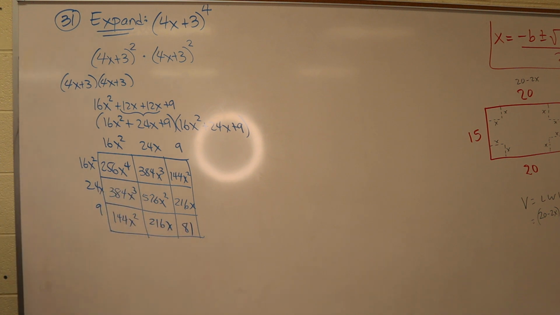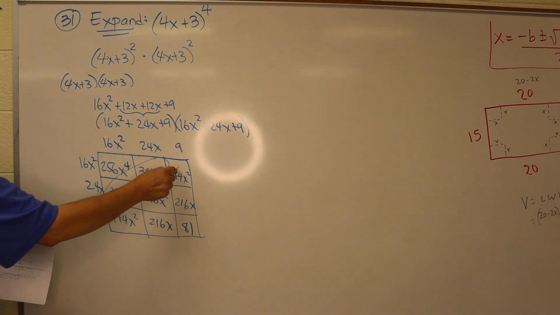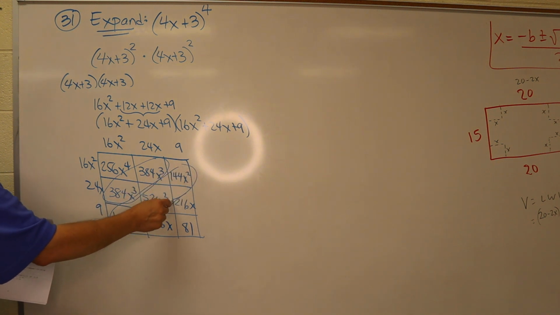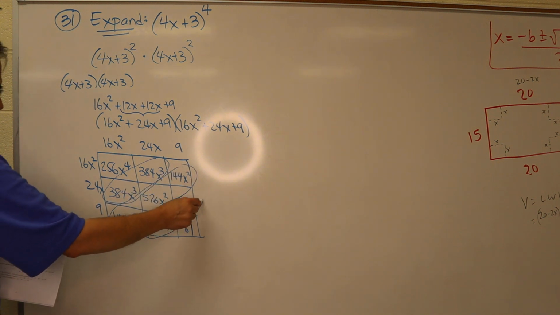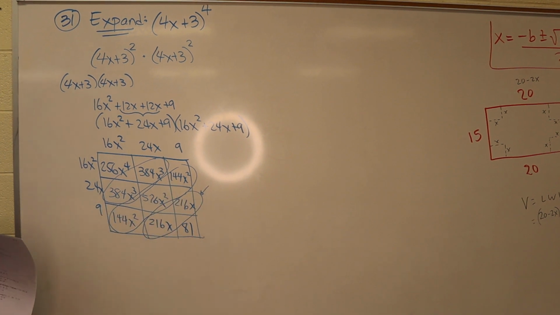Doing it this way, it's easy to combine like terms. You're going to have your x cubes right here in this diagonal. You're going to have all your x squares in this diagonal. And you're going to have your x's in this diagonal right here. All my x's live in Texas.